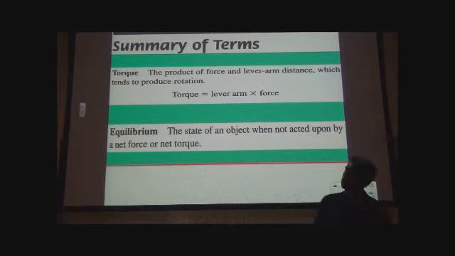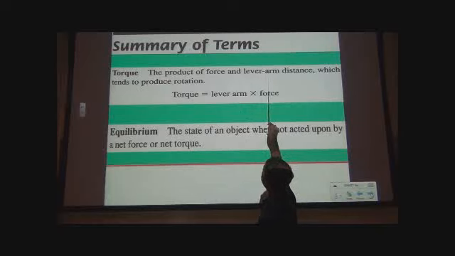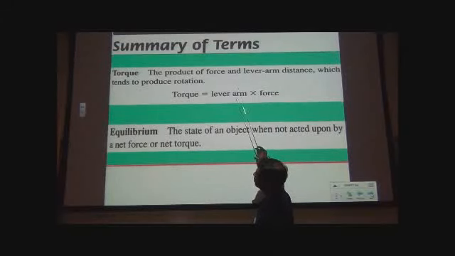Okay, summary of terms. Moving on to the next concept, torque. Torque is the product of a force and the lever arm. So torque is lever arm multiplied by force. It will make sense when we look at an example of this.